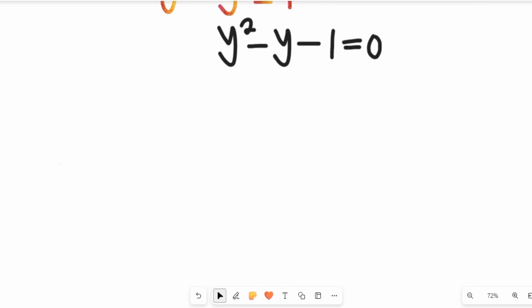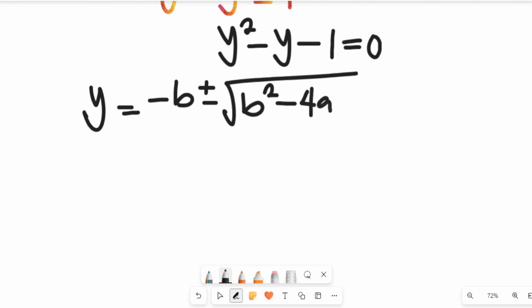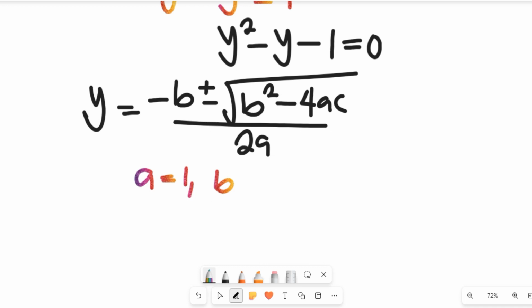From the quadratic formula, you come to see that the value of y can be equal to negative b plus or minus the square root of b square minus 4ac divided by 2a. Right? Now from that expression, you come to see that a is equal to 1, b is equal to negative 1, which is this, and then c will be equal to negative 1, which is that.